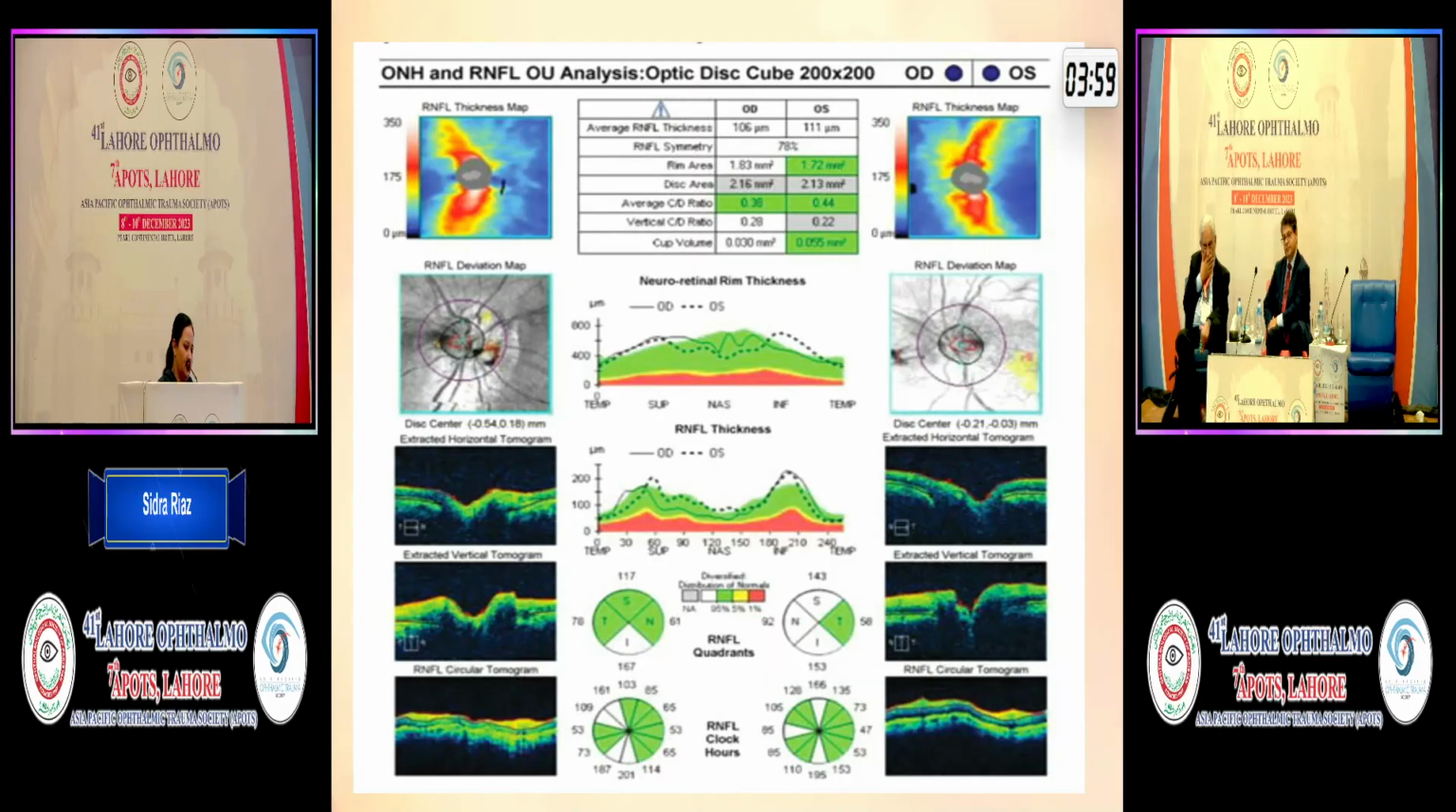On the periphery there is a B-scan, and in the middle you can see the right and left retinal nerve fiber layer thickness. And here the map also shows the borderline area, the red area, and the normal area.